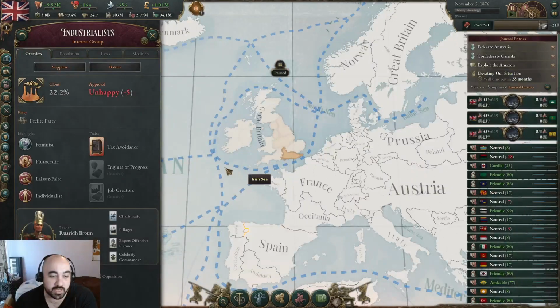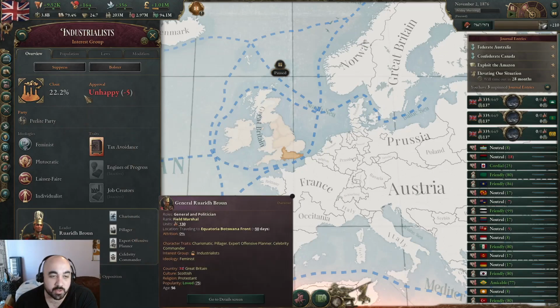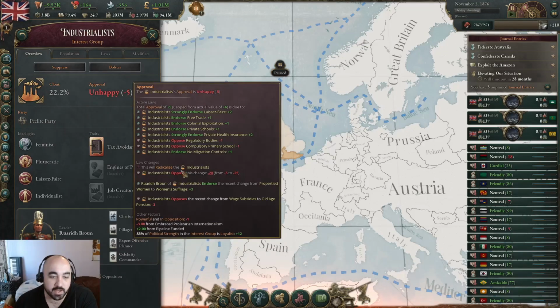So the Industrialists are pretty happy with us regardless, because we have a whole bunch of, let's get the tooltip back, 83% of the political strength in the interest group is loyalist. The cap is 15 if you get 100% of the interest group loyalists. A lot of these guys are loyalists because their standard of living is so high because they are the owners of buildings. So this is pretty good for us.